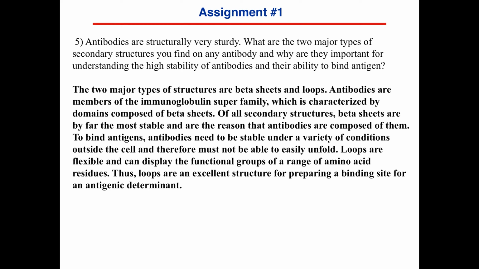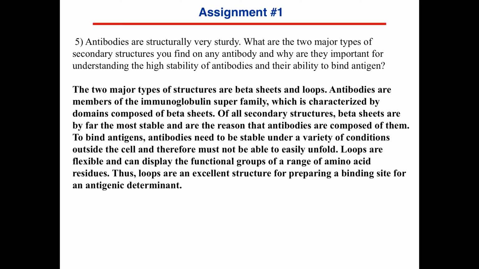5, antibodies are structurally very sturdy. What are the 2 major types of secondary structures you find? Well, what you find is they're mainly made of the 2 most important, beta sheets and loops. And the beta sheets are for structural stability, the most stable secondary structures you find in proteins.